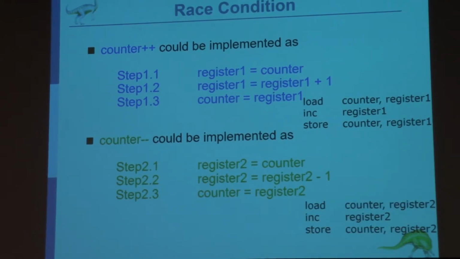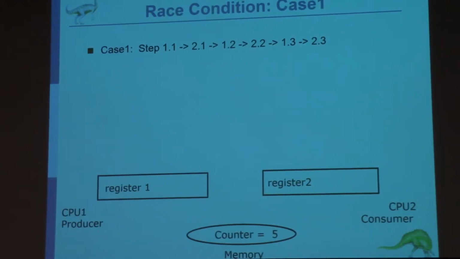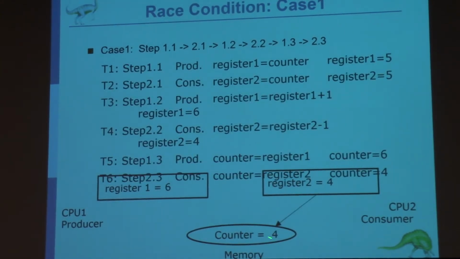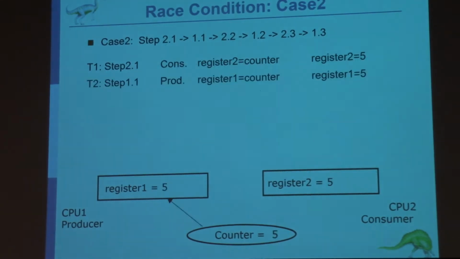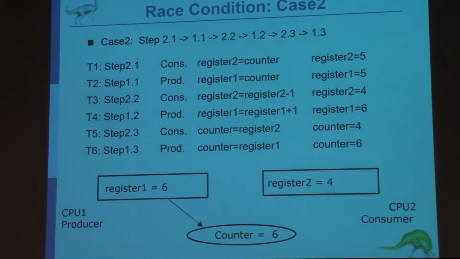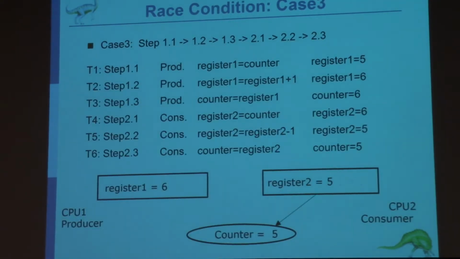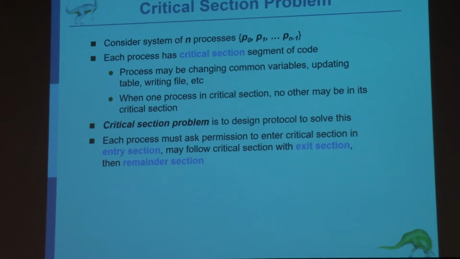So you already know the basics. There are different cases, roughly three different cases that I explained, so I don't have to go through all of this. Finally, one of the examples is that the counter, the shared data, goes to 4. Another one is 6. Also 5 is possible. So this is an example of the race condition, the synchronization problem.